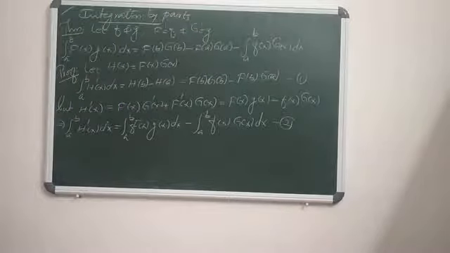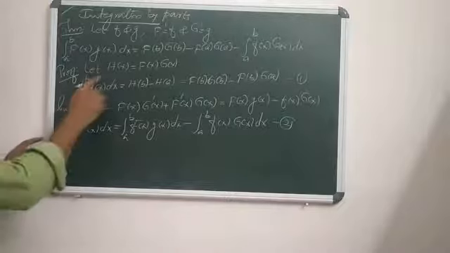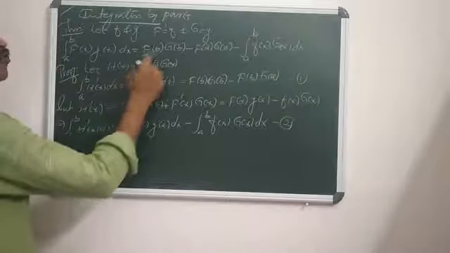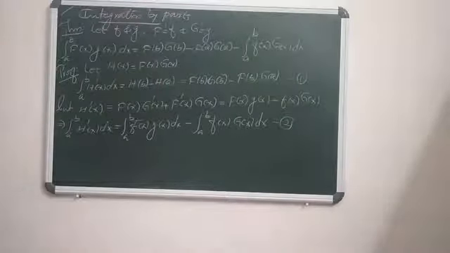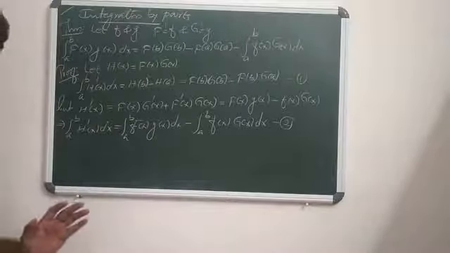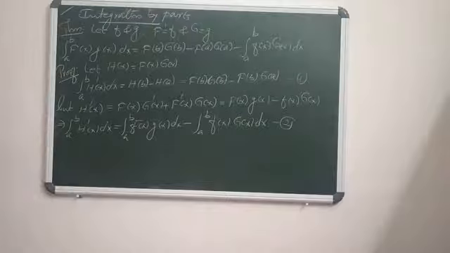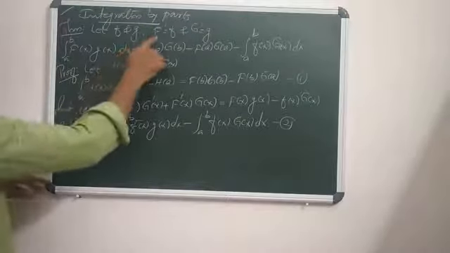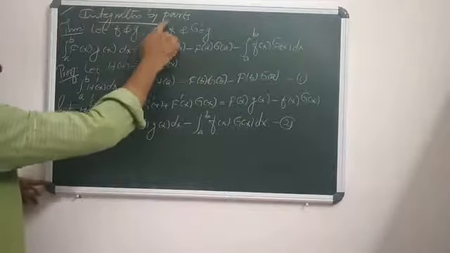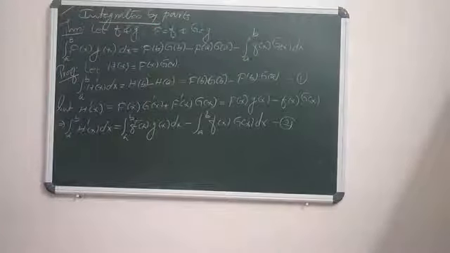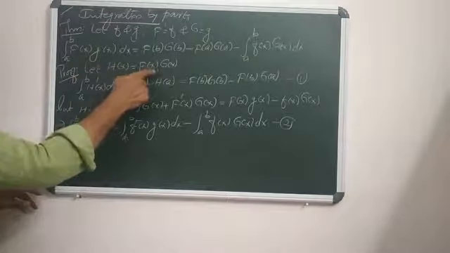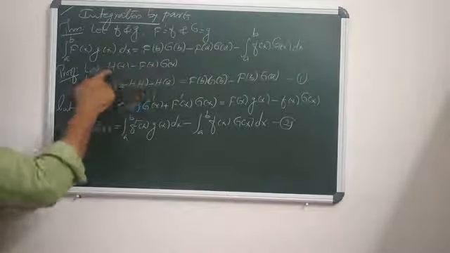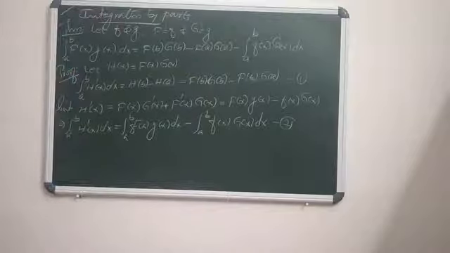So how to prove this one? Let h of x equal F of x into G of x. What is F? Antiderivative of small f. What is G? Antiderivative of small g. Since F dash and G dash exist, they are differentiable functions. So they are continuous functions. Thus the product of two continuous functions is also continuous. Hence h is a continuous function.